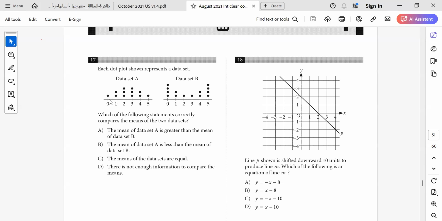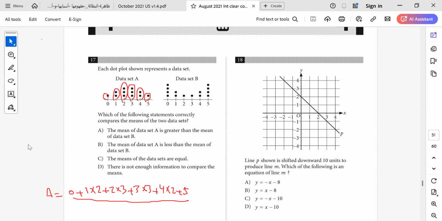Okay, the mean, how to find the mean for set A? 0 plus 1 times 2. Do you get where I got this number? 1 times 2 plus 2 times 3 plus 3 times 3 plus 4 times 2 plus 5 times 1. Divided by the number of dots. Count how many dots. And do the same with B. That's it. Did you get the way? Yes.